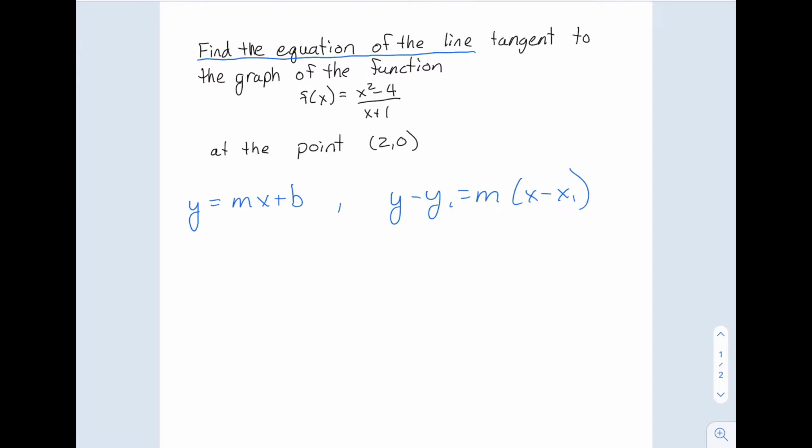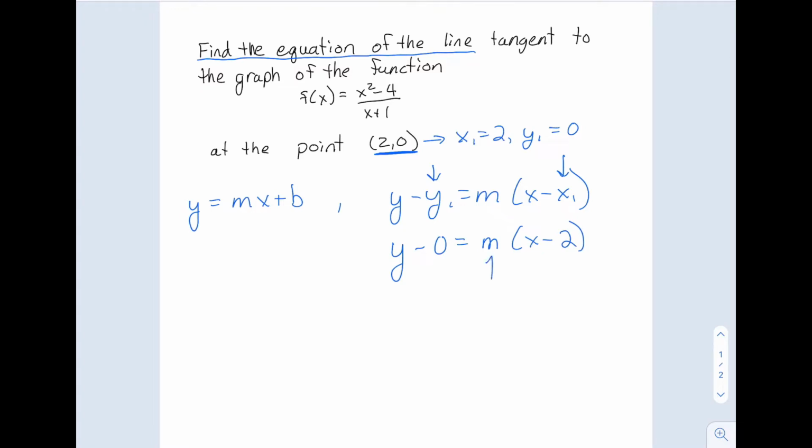And in this case, the second one, the point-slope form, is the one I'm going to use because I've been given a point. So here, this is going to correspond to the x1, y1 right here. That's our specific point. So our x1 is going to be 2, and our y1 is going to be 0. So we'll sub that in. y minus 0 equals m times x minus 2.